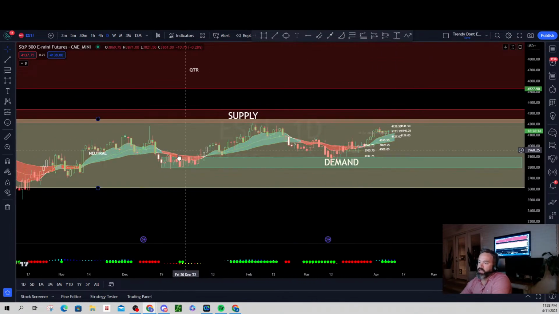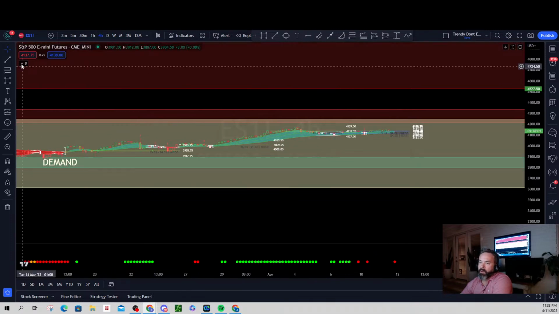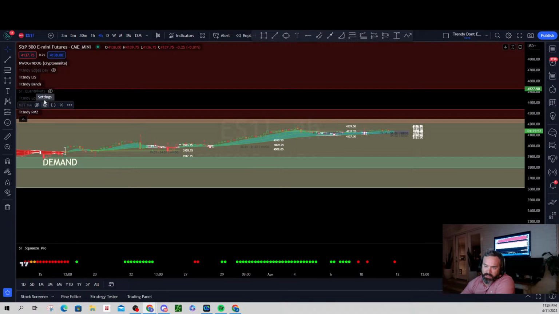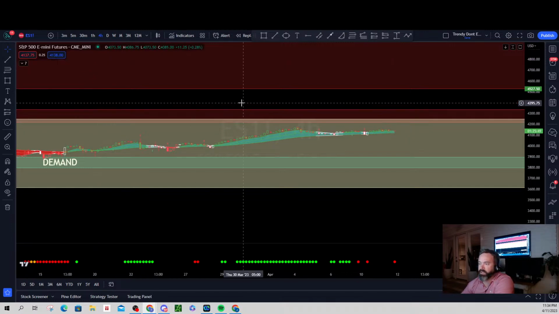And you can see that the daily itself is going sideways as well. It's pretty boring. If we come over to the smaller time frames and into a 4 hour, we're going to keep on the PMZ, and we don't need that on there at all. Just some stuff I was looking at.